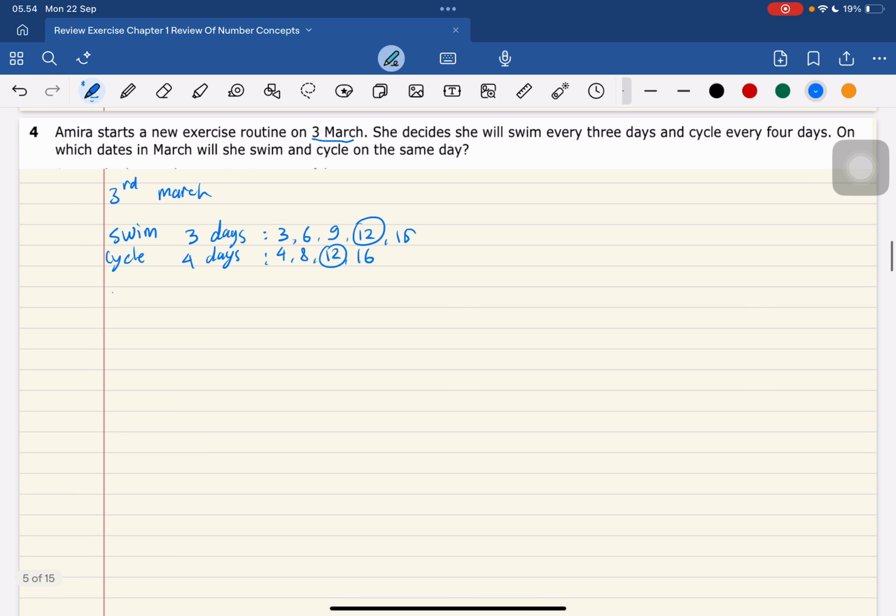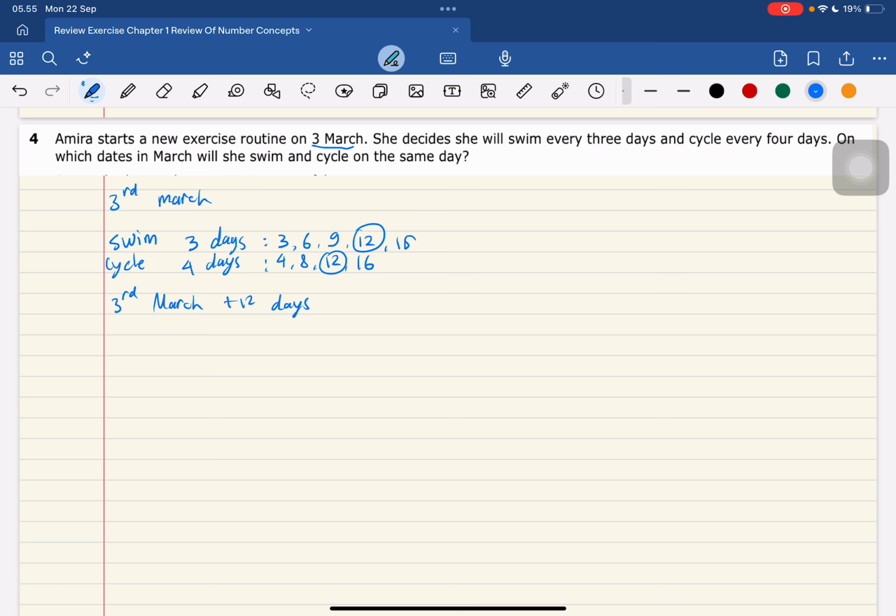So let's write it. 3rd March plus 12 days, so we'll count it. Third March is the first day. Okay, so after 3rd March it's going to be 14th March. And then after 14th March we should find it more.